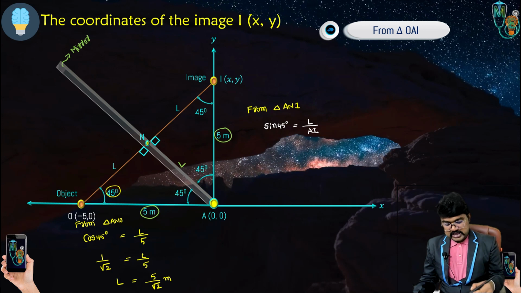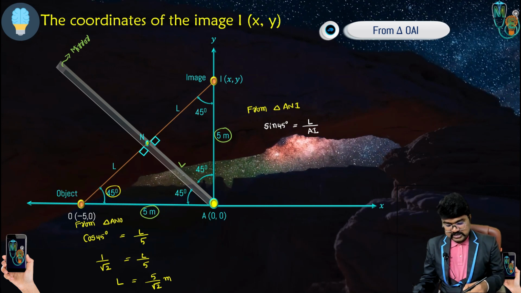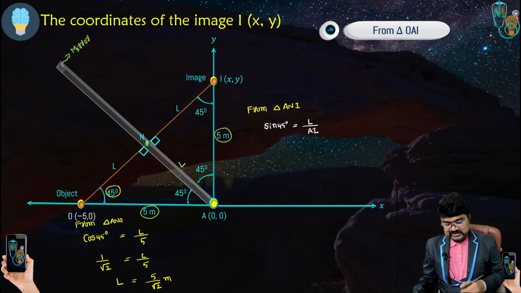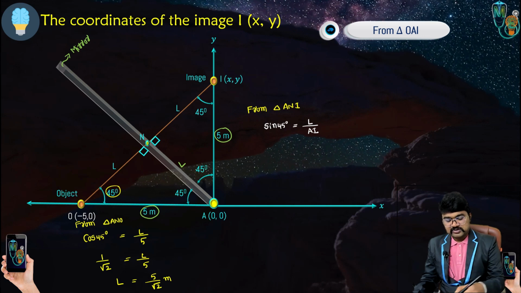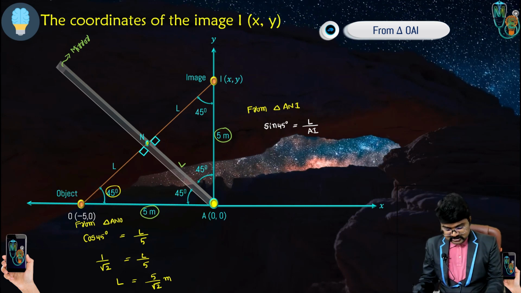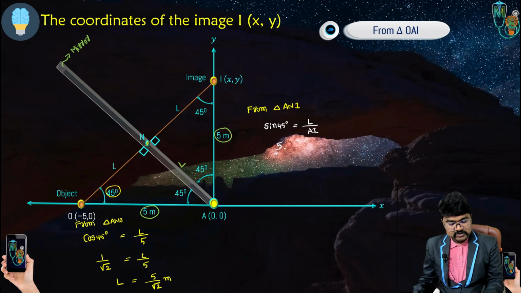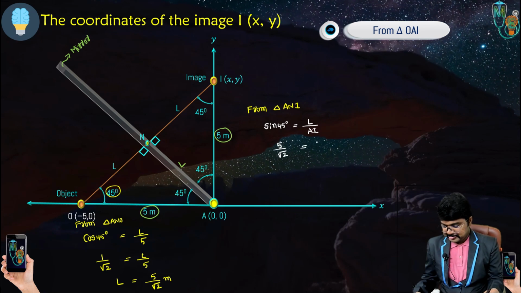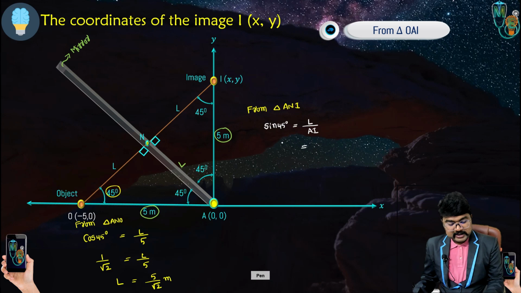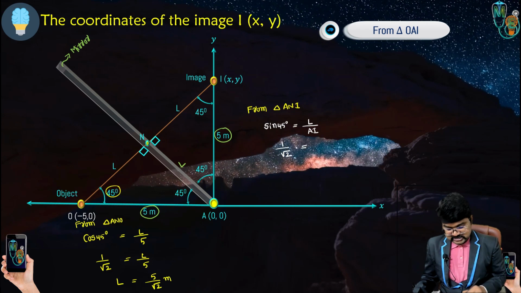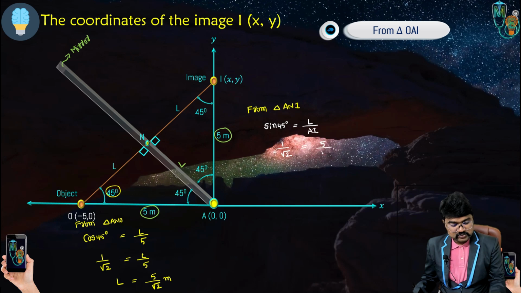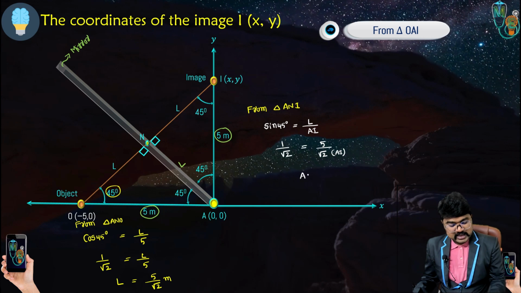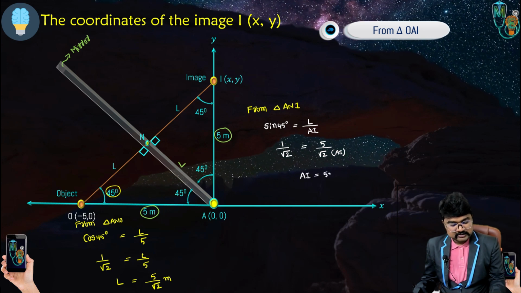Triangle OAI, there is this OAI, so from that also you can calculate. If it is 45 degrees, then OA equals AI. Sin 45 is nothing but 1 by root 2. So here L equals 5 by root 2, and finally AI equals 5 meter.